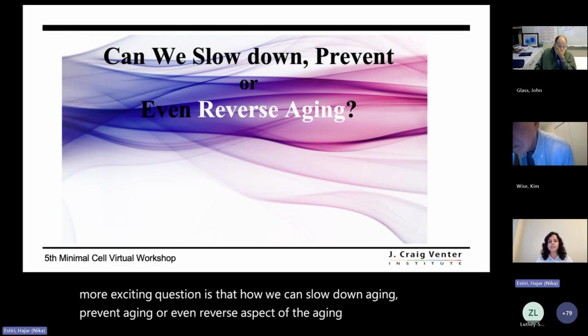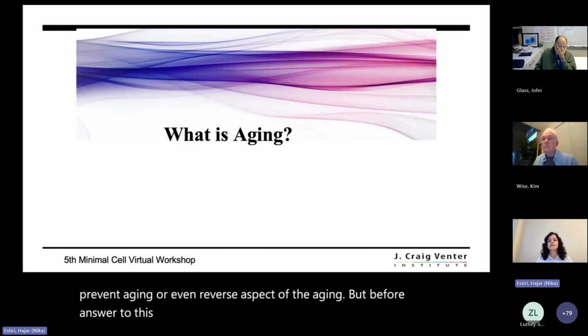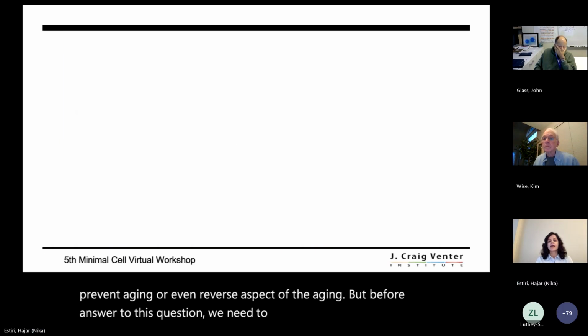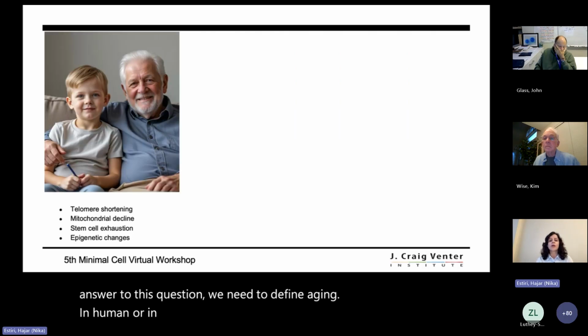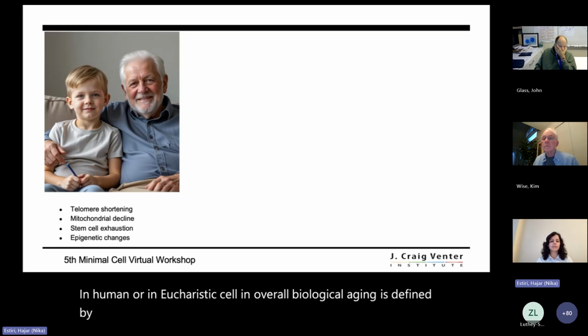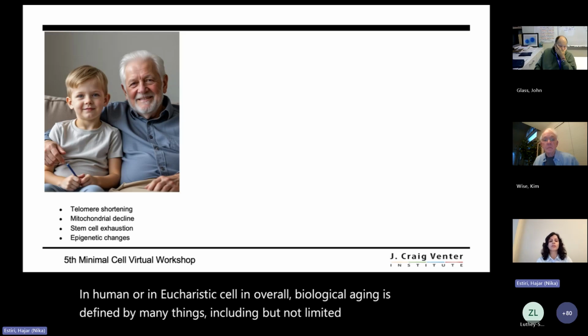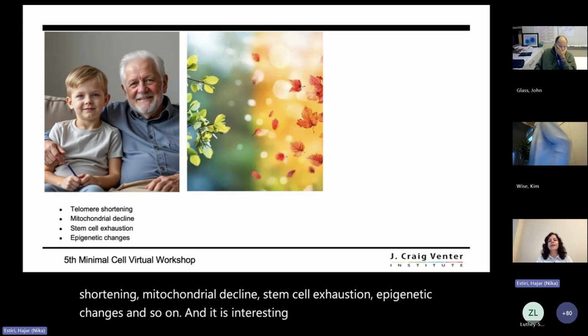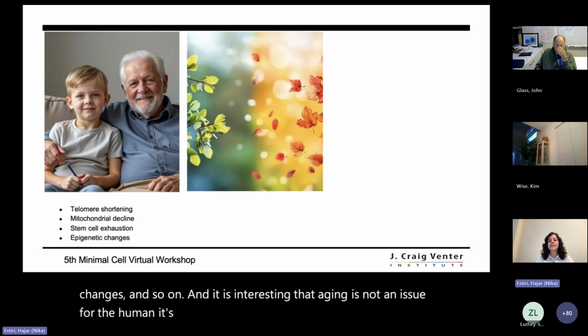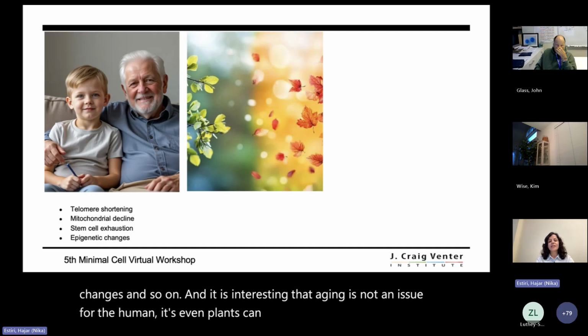But before answering this question, we need to define aging. In humans, or in eukaryotic cells overall, biological aging is defined by many things, including but not limited to telomere shortening, mitochondrial decline, stem cell exhaustion, epigenetic changes, and so on. And it is interesting that aging is not an issue only for humans. Even plants can experience aging.